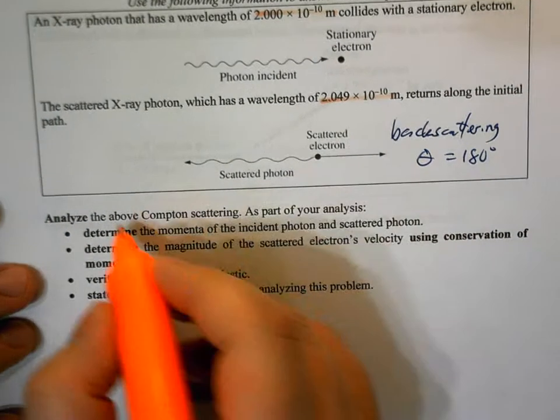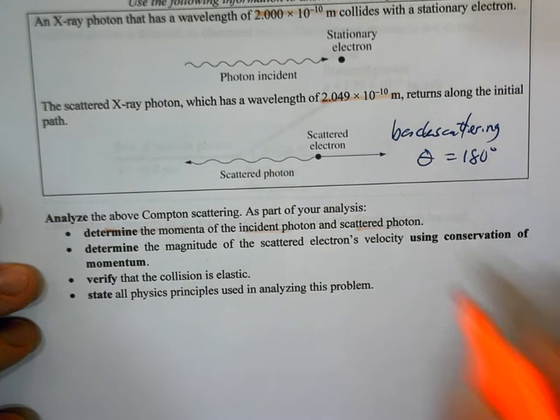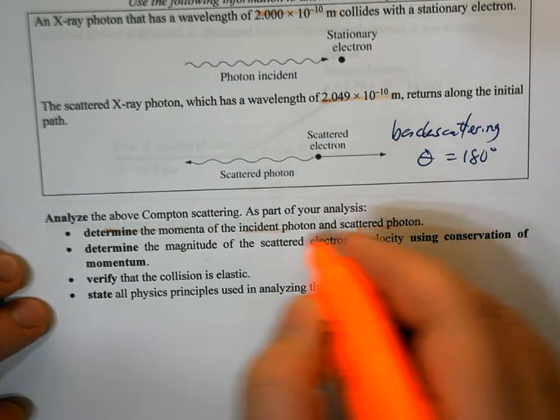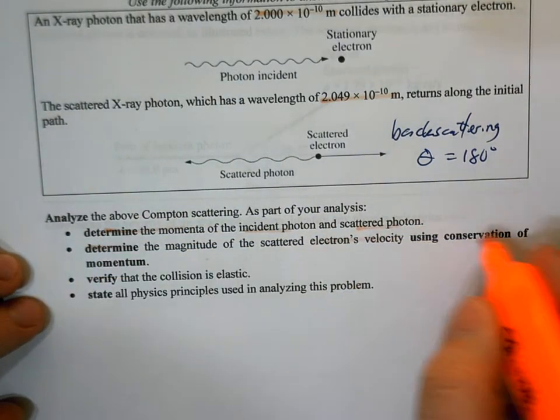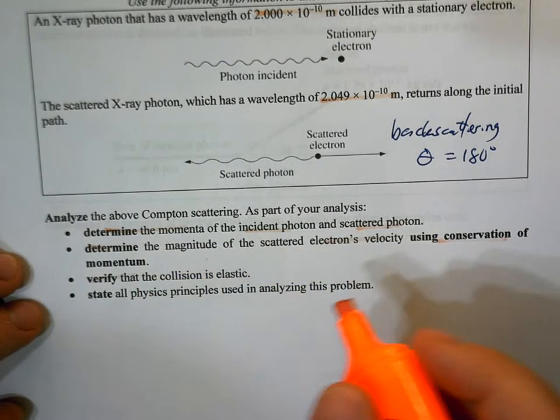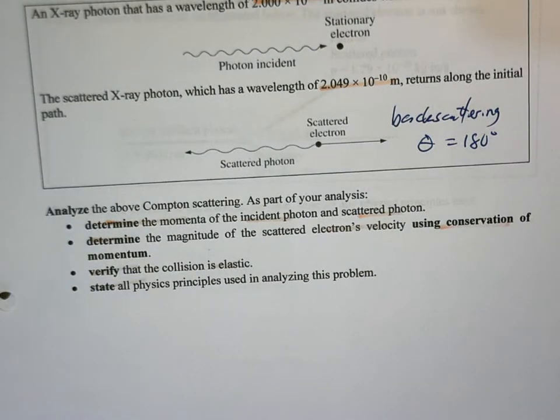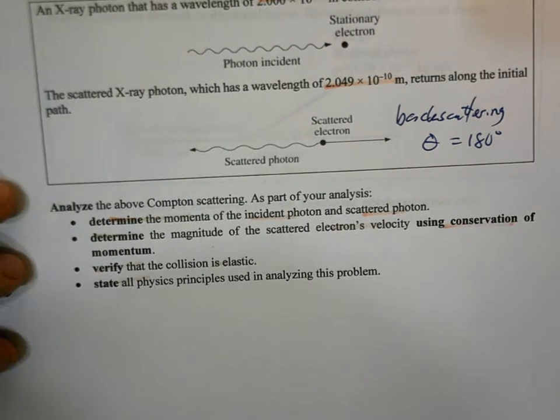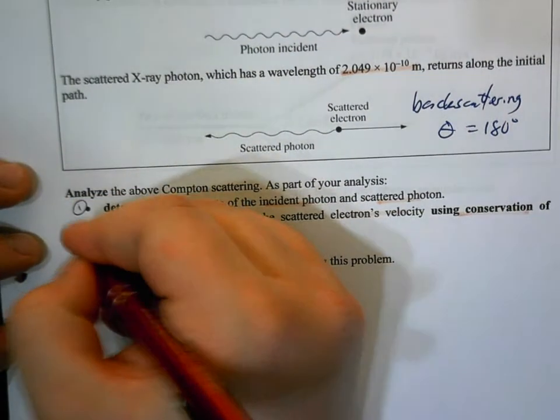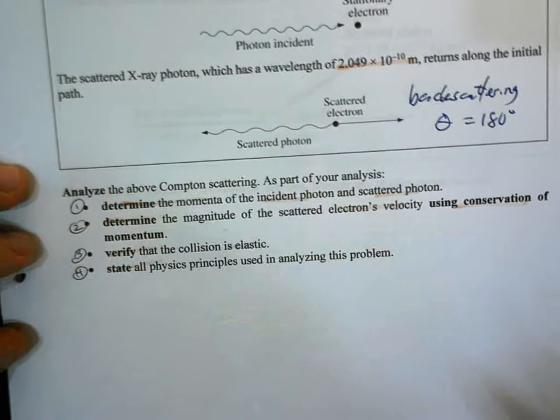We want to determine the momenta of the incident and scattered photons, the magnitude of the scattered electron's velocity using conservation of momentum, verify the collision's elastic, and state the physics principles used. All right, we have a lot going on. So I'm going to number these: the first bullet we'll call 1, then 2, 3, and 4.